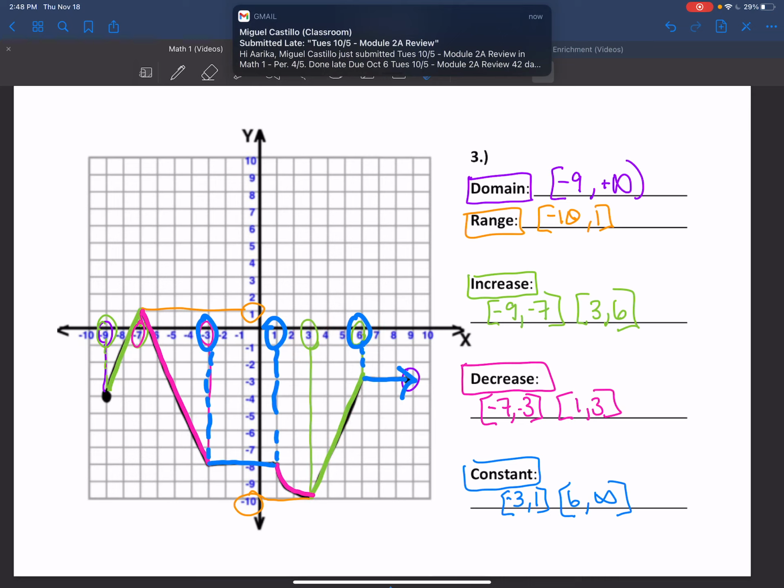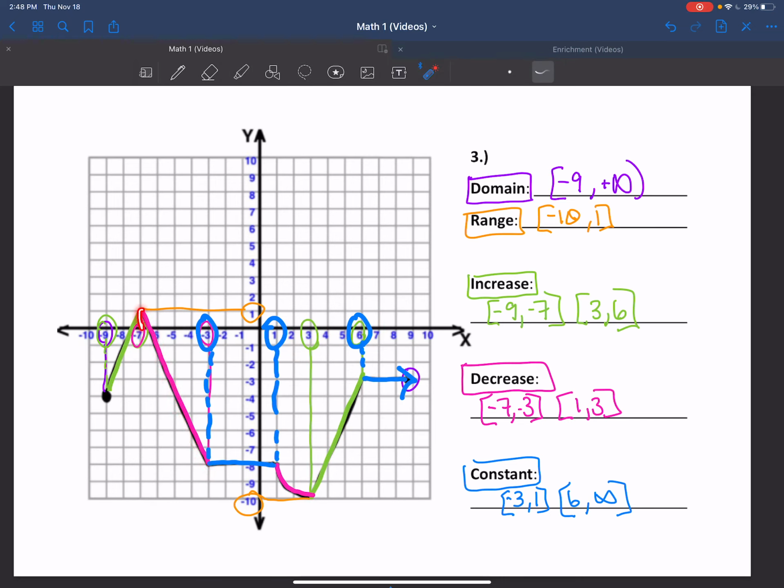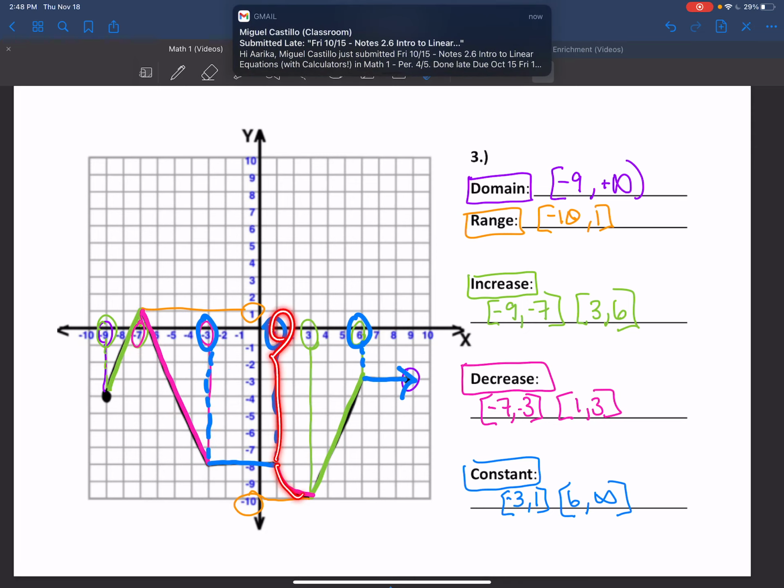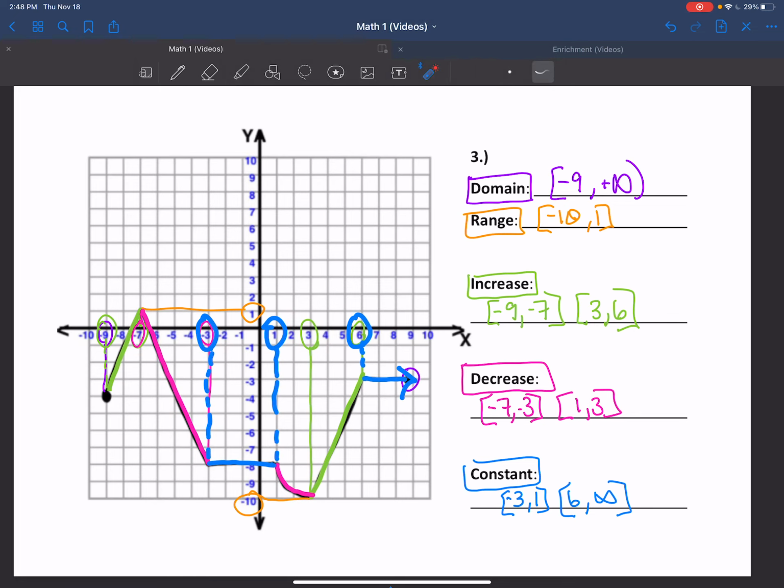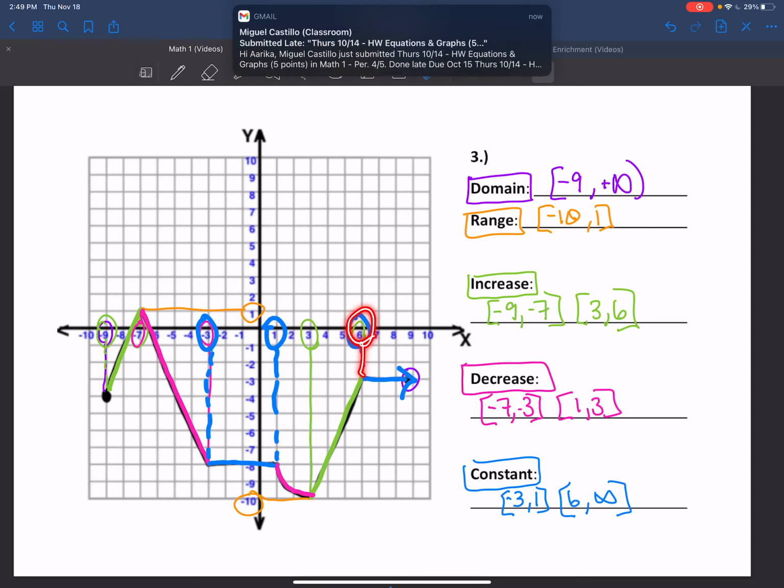Decrease is the pink parts. So the first pink part is negative 7 to negative 3. The second pink part is 1 to 3. Last up, we have the constant. We have 2 constants. Here's the first one, going from -3 to 1. And the second one goes from -6 to an arrow, which means infinity.